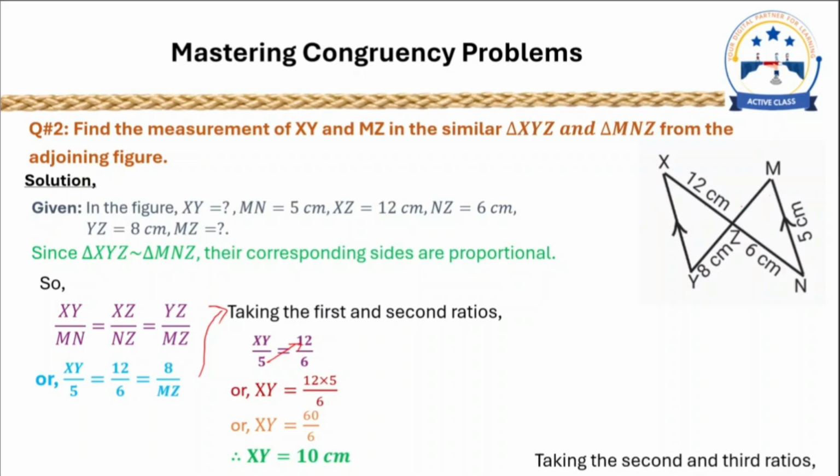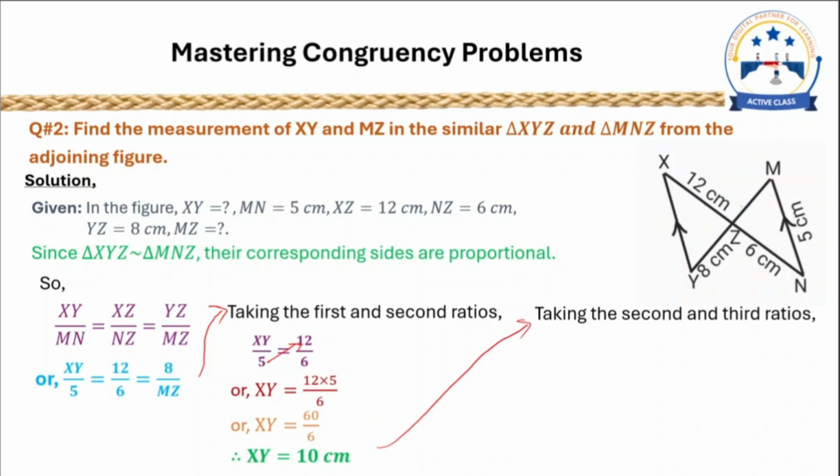Let's take the second and third ratios. Okay? So the second ratio is 12 by 6. Third ratio is 8 by MG. Now we do cross multiplication, means 12 multiplies MG and 6 multiplies 8. So I'll get 12 times MG equals 8 times 6. And I know 8 times 6 is 48 and 12 goes to the right side and divides, right? So what do I get? MG equals 48 by 12, which is 4 centimeters.